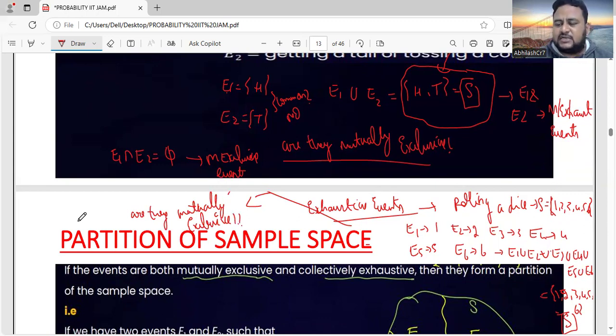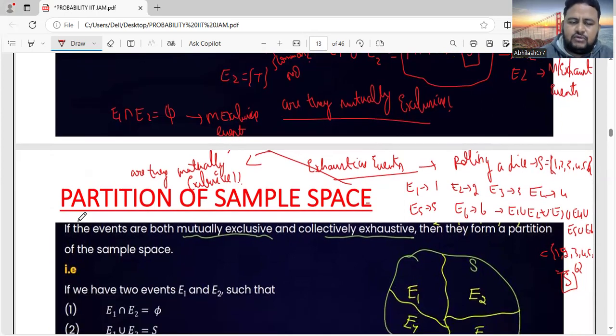Okay, so I hope now it is clear to you what you mean by mutually exclusive events and mutually exhaustive events. Next, another important concept is partition of sample space. In a question they can give an experiment having a partition of sample space, and they will give certain conditions, asking for the probability of getting something. At that time, if you don't know the meaning of partition of sample space, you will not be able to get the answer at all. That's why knowing the concept of partition of sample space is highly important, and it will be highly beneficial to you to solve many questions.